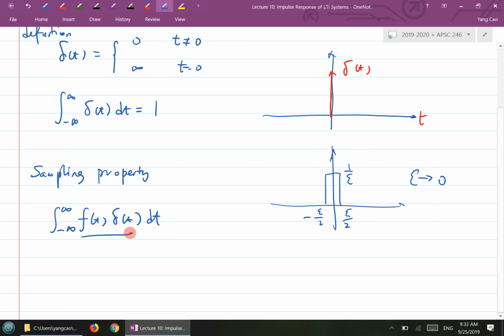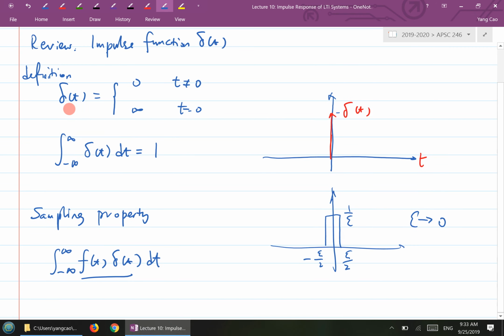No, well, unless you put a negative sign in front of it. Yeah, if you put a negative sign in front of it, it'll go down. Yeah. But the delta t itself, by definition, it's an impulse going up. Yeah. Good.